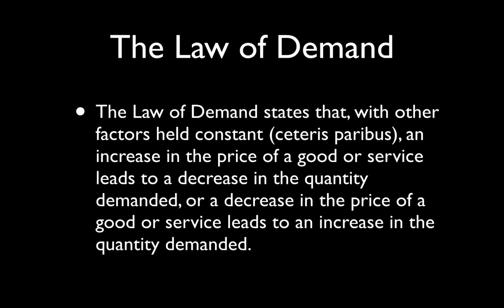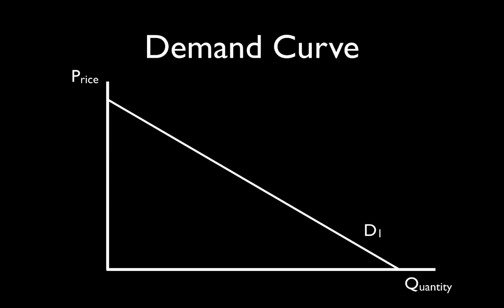The law of demand states that with other factors held constant, ceteris paribus, an increase in the price of the good or service leads to a decrease in the quantity demanded, and a decrease in the price of the good or service leads to an increase in the quantity demanded of that good. Okay, so with the law of demand, we get a downward sloping demand curve. Absolutely no problem. And what we're saying here is if we go out and touch the demand curve at a price P1, we get a quantity Q1.